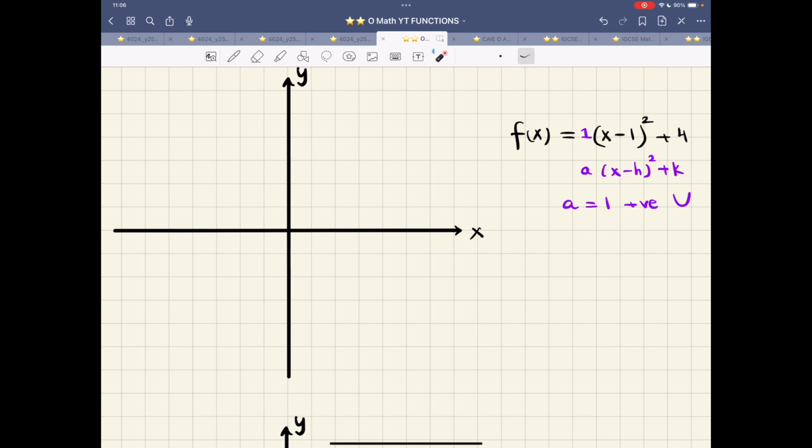Now compare this. Minus h. A lot of people are short-sighted and they forget this minus. Negative h is negative 1. Therefore, h is 1, and then k is 4. So just like x comma y, we write h comma k. That's the coordinate of the turning point.